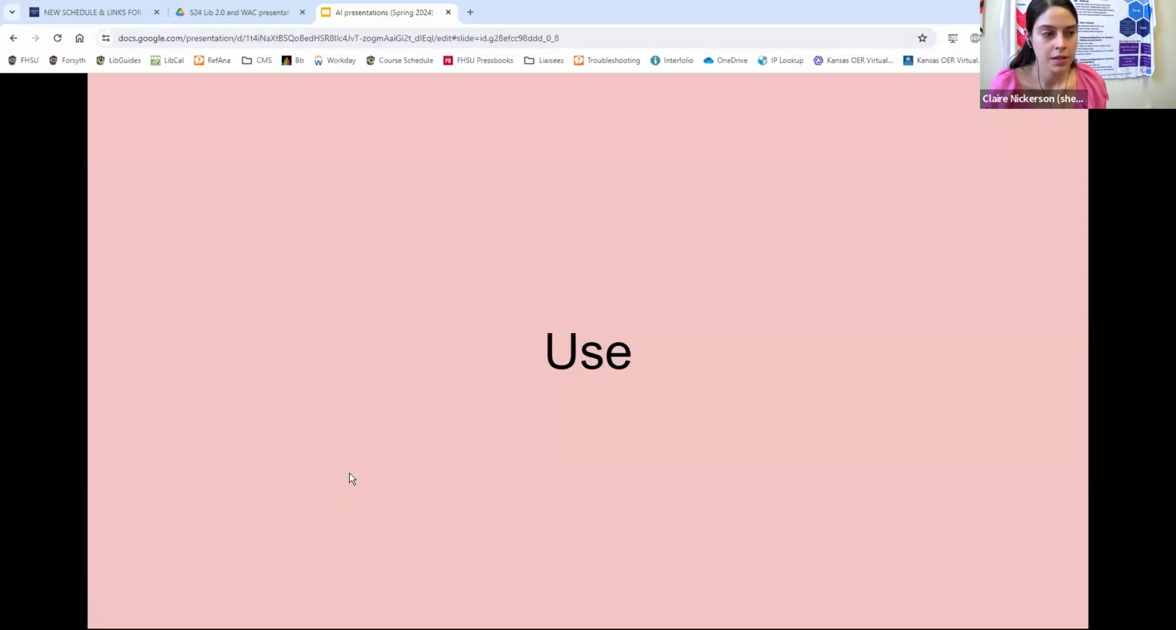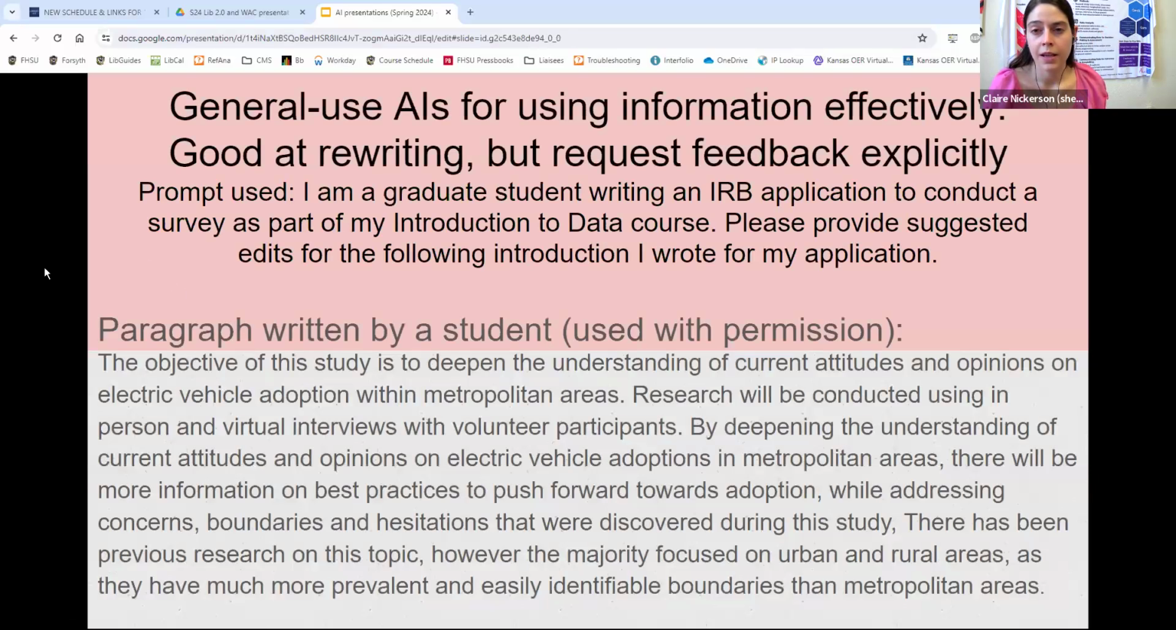Yeah, great. So for using resources effectively, general use AIs are good at rewriting things, but if you are requesting them to give you feedback to enable you to rewrite yourself, you have to be very explicit.